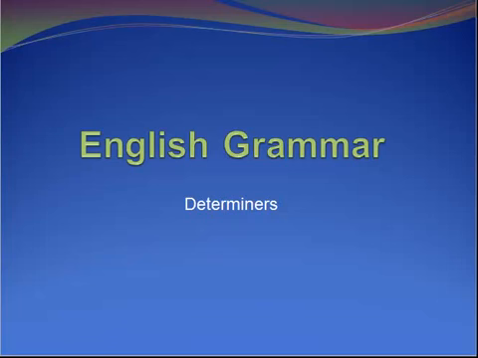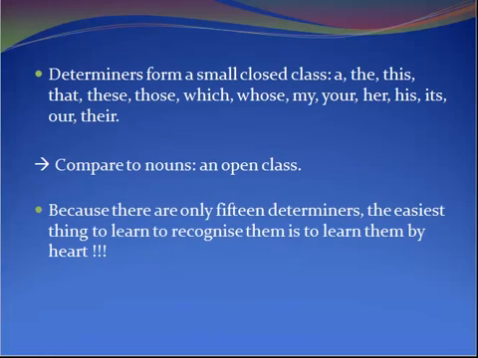In this video we're going to look at determiners. Now, determiners form what's called a small closed class: the, this, that, these, those, which, whose, my, your, her, his, its, our and their. It's called a closed class because there's this set of determiners and that's it. We can't just invent a new determiner and add it to the class.